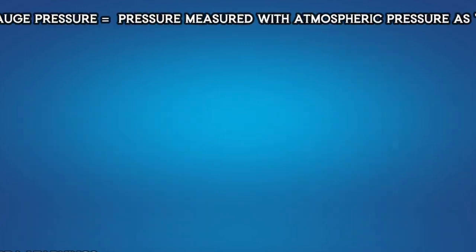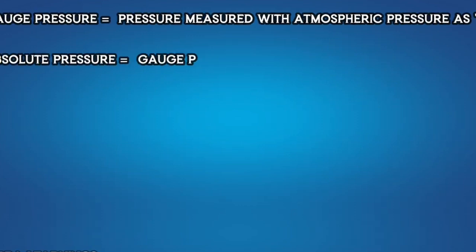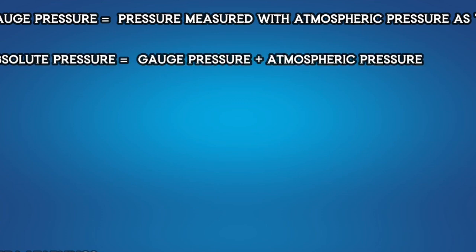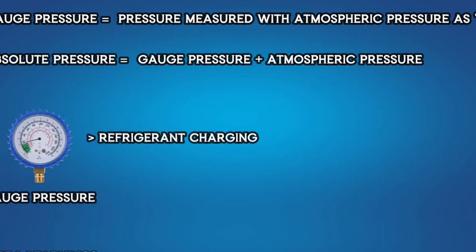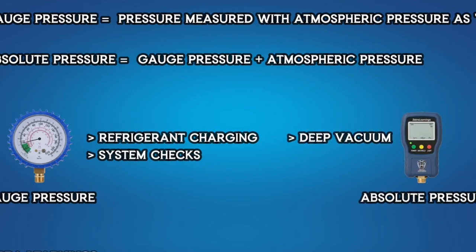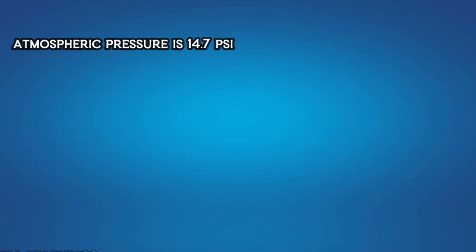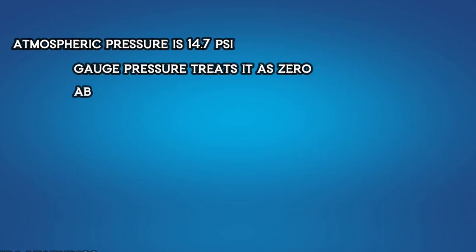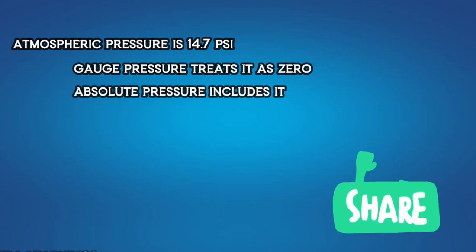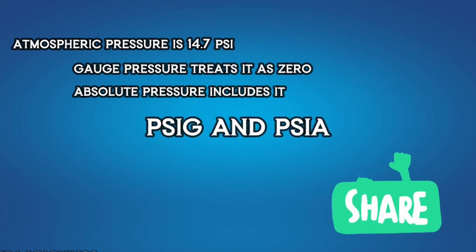That's why we say gauge pressure equals pressure measured with atmospheric pressure as 0. And absolute pressure equals gauge pressure plus atmospheric pressure. In HVAC, we always use gauge pressure for refrigerant charging and system checks, and absolute pressure when measuring deep vacuum using a Micron gauge. So remember, atmospheric pressure is 14.7 psi. Gauge pressure treats it as 0, while absolute pressure includes it. That's the key difference between PSIG and PSIA.